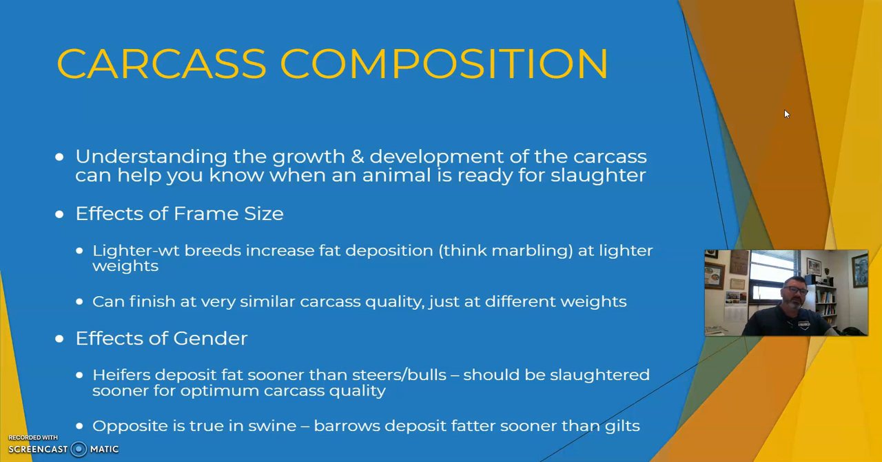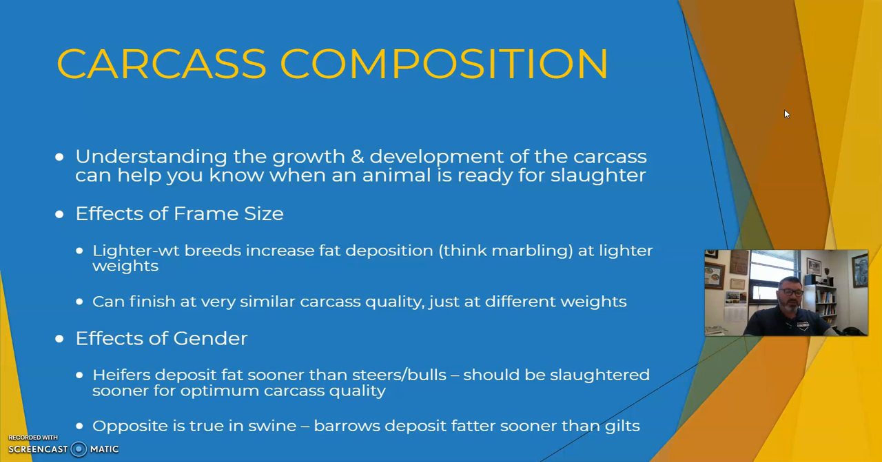So carcass composition, we've kind of already talked about this, so I'm not going to belabor that point much more, and I want to get this wrapped up here a little bit. But I will drop to the bottom of the slide and tell you a little bit about the effect of gender. So heifers, females deposit fat a little bit different than steers and bulls, and so if you have heifers in your feedlot, they're going to go to slaughter. They probably should be slaughtered a little bit sooner for optimum carcass quality.